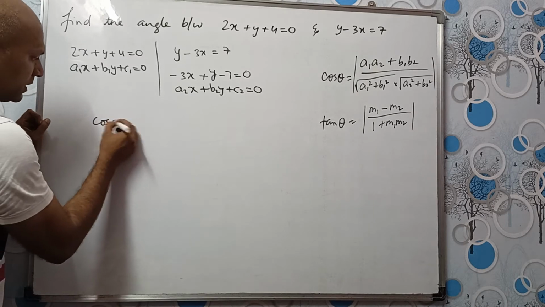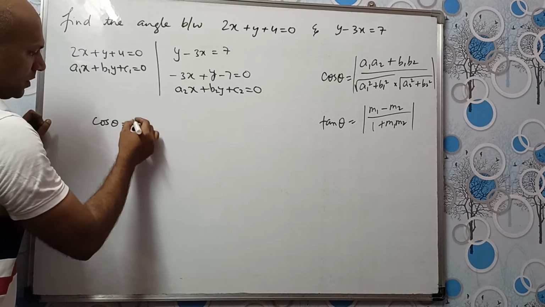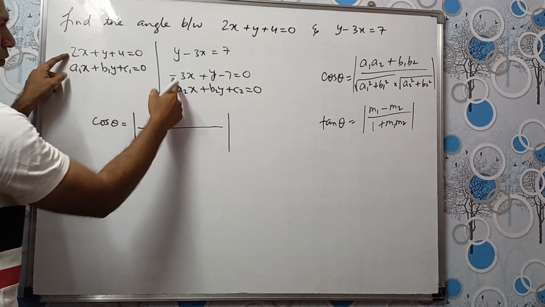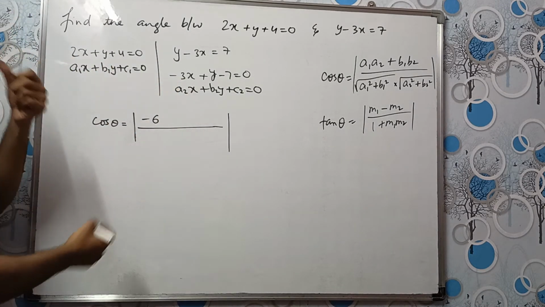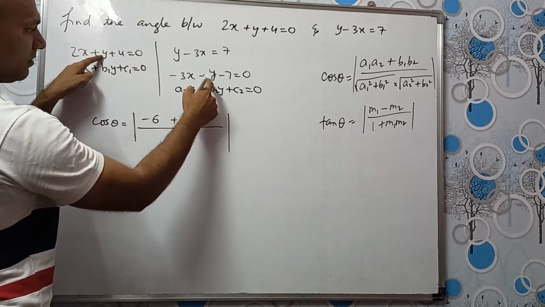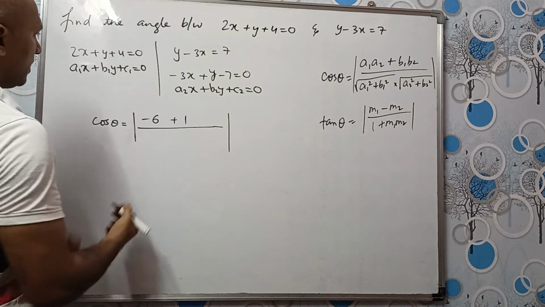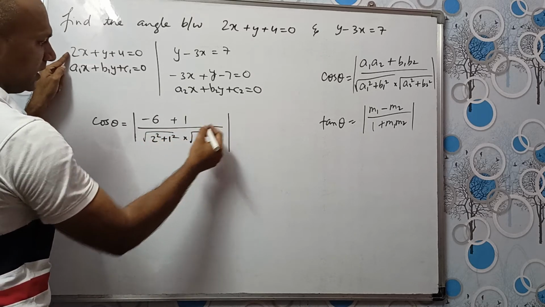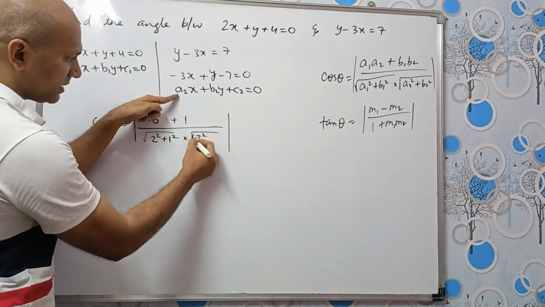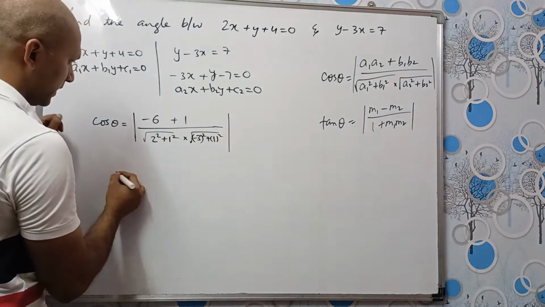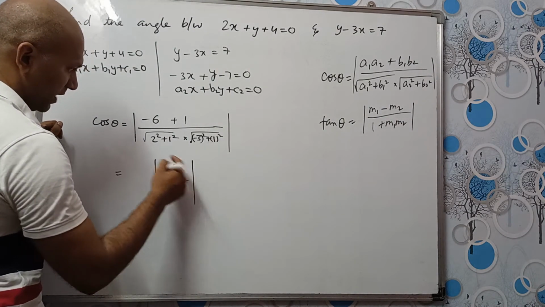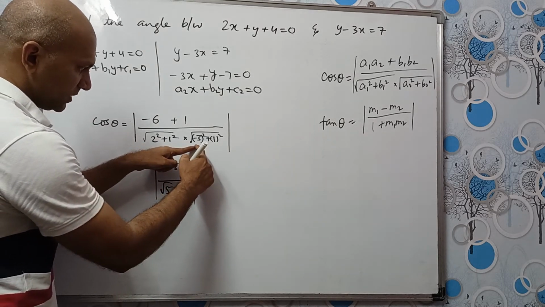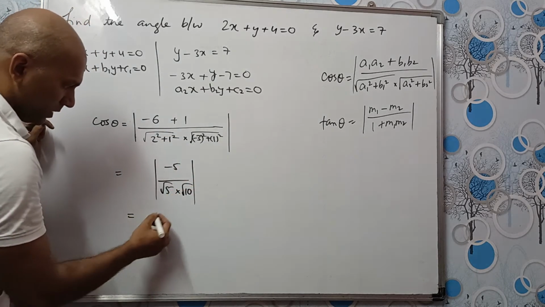Okay, so cos theta will be equal to modulus of a1 a2, a1 is 2, a2 is -3, so 2 into -3 is -6, right, plus b1 b2, 1 multiplied by 1, so this is 1, okay, divided by root of a1 square plus b1 square, so this is 2 square plus 1 square, multiplied by root of a2 square plus b2 square, so this will be -3 square plus 1 square. Okay, so this is -5, divided by 2 square is 4, 4 plus 1, 5, so this is root 5 multiplied by 9 plus 1, root 10. I hope this is clear.